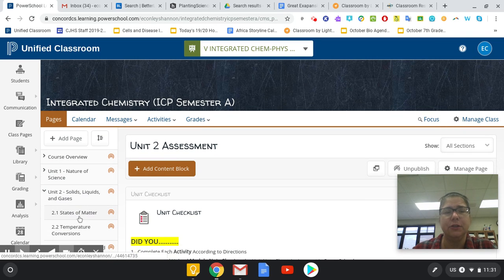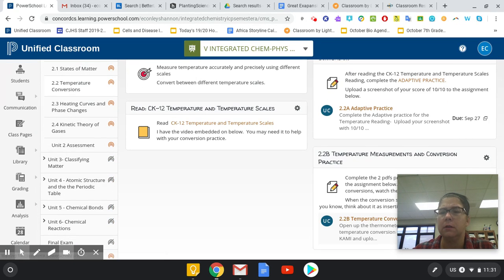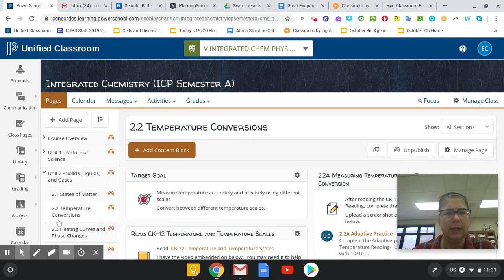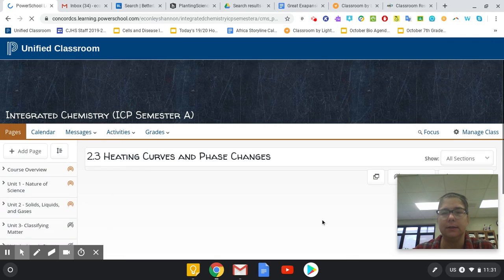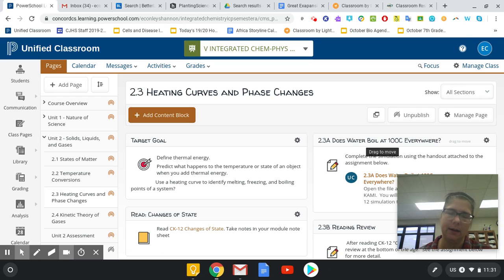And that ties into one of the activities that you guys actually did. Was it in 2.2 or 2.3? Let's see. Right here, 2.38. Does water boil at 100 degrees everywhere? So that ties right into that activity.